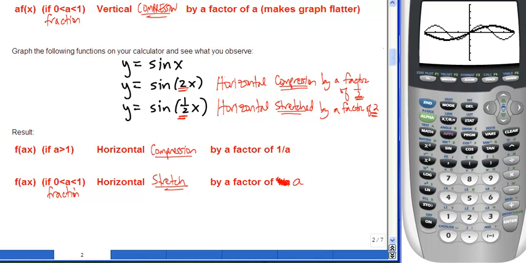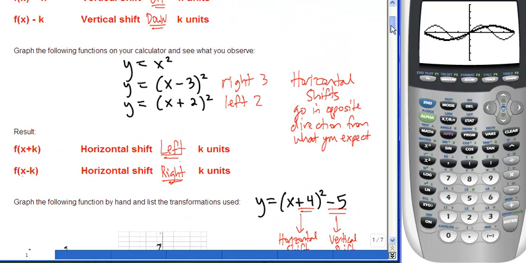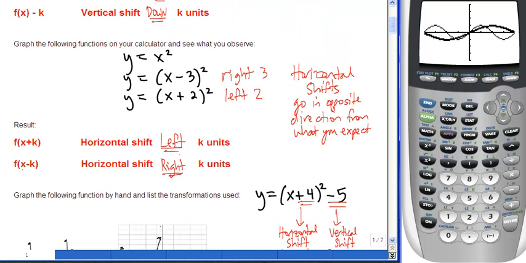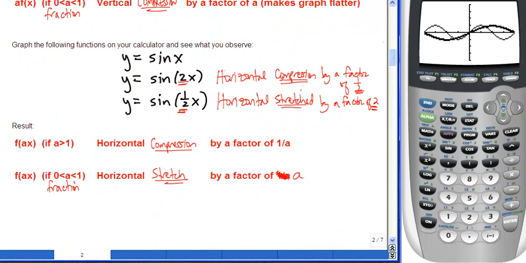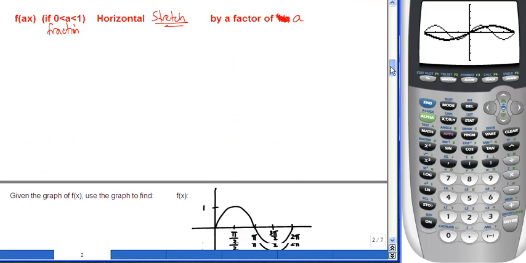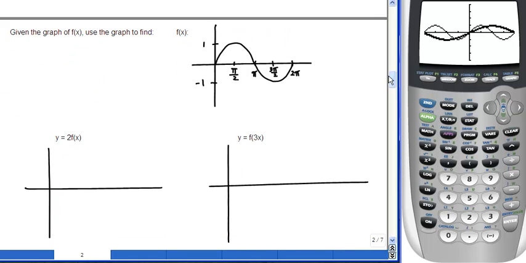So just like we had earlier on in the notes on the previous page, horizontal shifts go in the opposite direction from what you would expect. That's true for these horizontal compressions and stretches as well. They also go sort of opposite of what you would expect. So one last time, if the constant is bigger than 1, that's going to cause a horizontal compression by a factor of 1 over a. And if the a inside is a fraction, then that's going to cause a horizontal stretch by a factor of a.